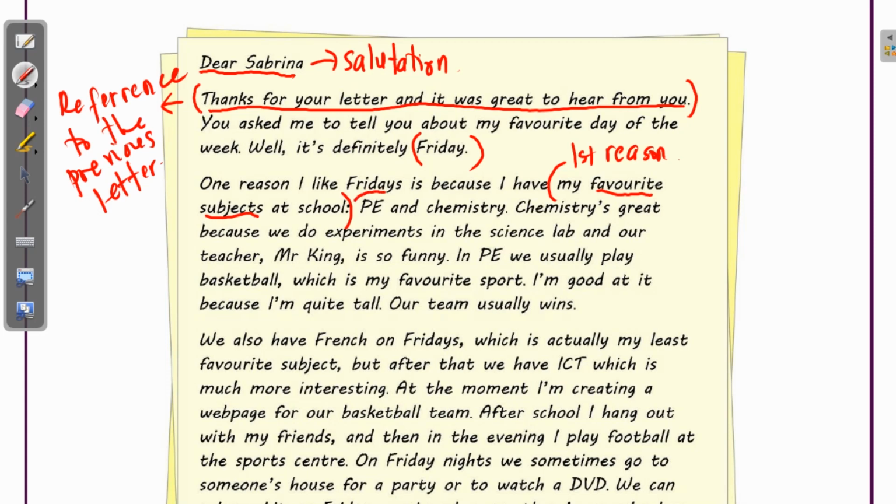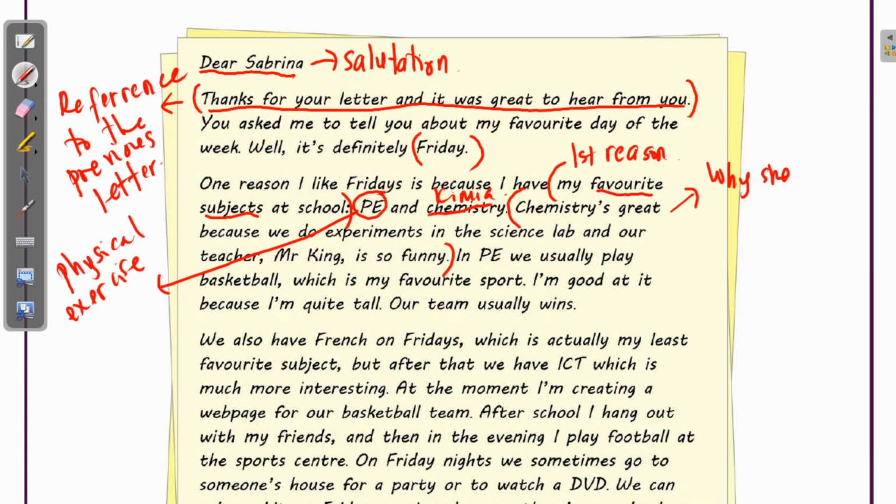So in this letter, she loves to have PE. What is PE? PE is physical education, or in Malay PJ lah, pendidikan jasmani. Okay, and chemistry. Chemistry is kimia. Okay, chemistry is great because we do experiments in the science lab, and our teacher Mr. King is so funny. So here is the reason why she loves chemistry.